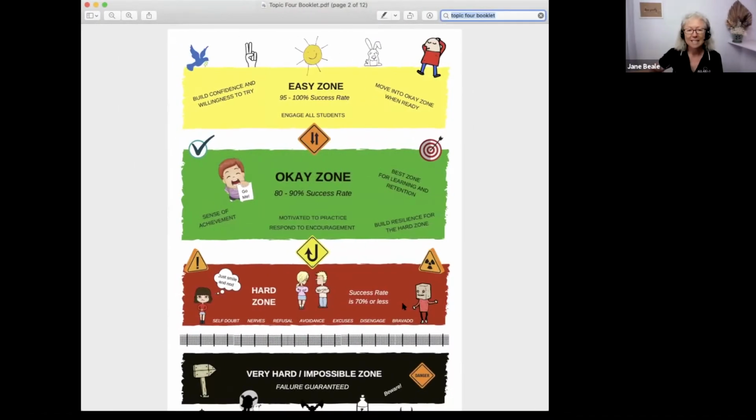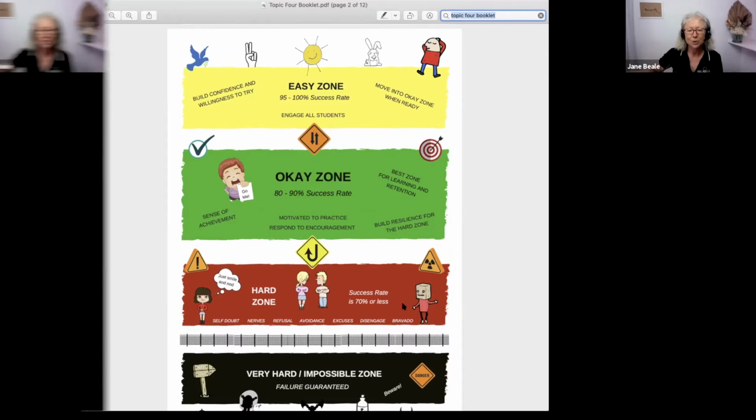Our warm-up activity for topic 4 is to have a first look at our poster. This poster is our easy, okay, hard zones poster. Sometimes I refer to it as our learning zones. It's something we're going to look at in more detail. And again, we're going to continue to look at this from topic 4 right through to topic 12.